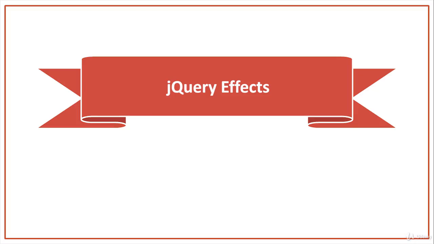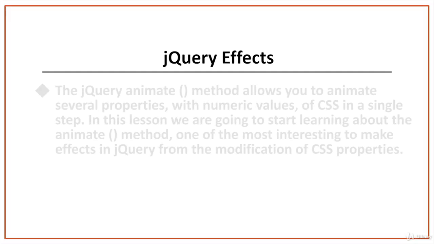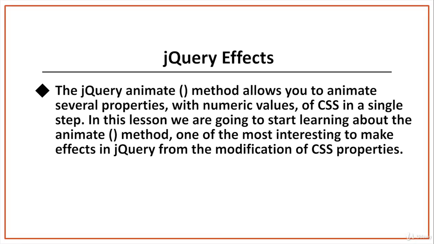In this lesson, we'll be discussing the jQuery effects. The jQuery animate method allows you to animate several properties with numeric values of CSS in a single step. In this lesson, we are going to start learning about the animate method, one of the most interesting to make effects in jQuery from the modification of CSS properties.